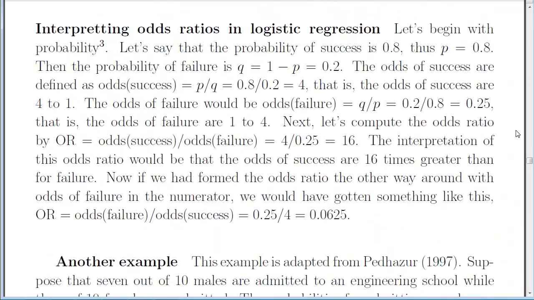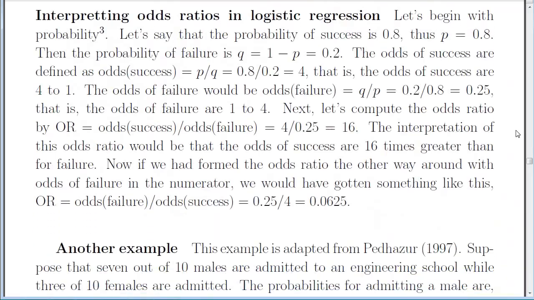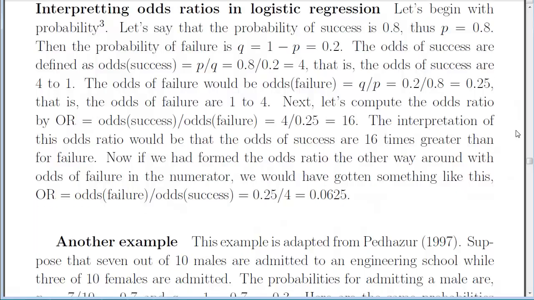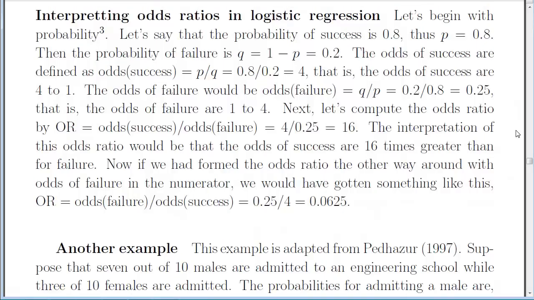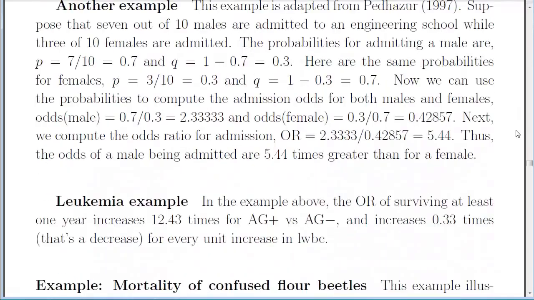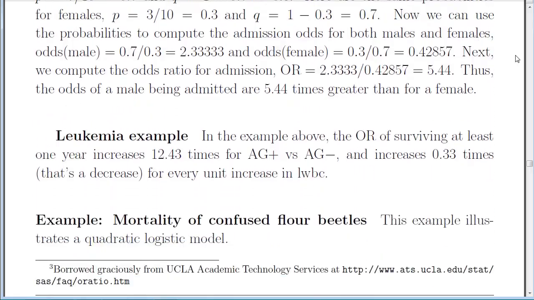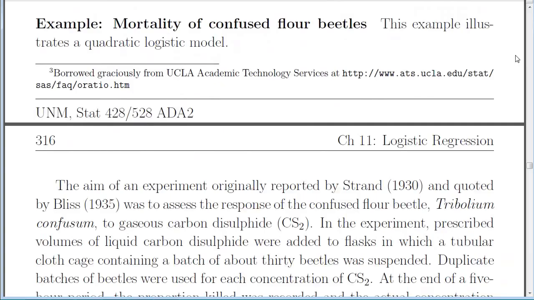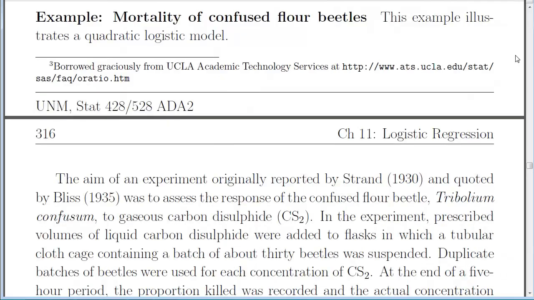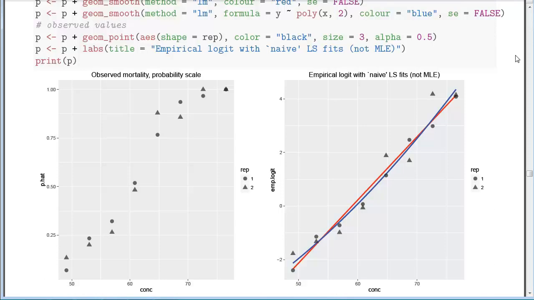All right, to finish this section, I want to talk, you know what, I think I will let you read this section. So there's a little bit more here about interpreting odds ratios. I've got an example that's fairly abstract, and then there's two more examples, one that we've already discussed from the leukemia, and one that's based on being admitted to an engineering school, whether you are male or female. So we'll come back and we will look at mortality of the confused flower beetle, which will suggest adding a quadratic term to the regression equation.